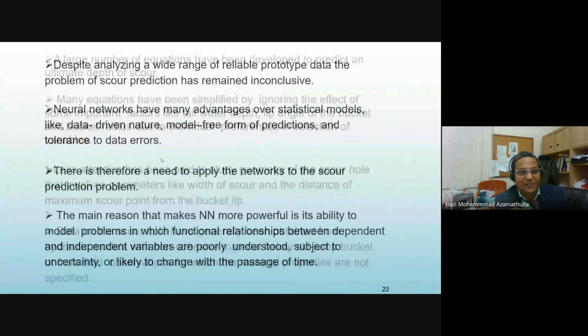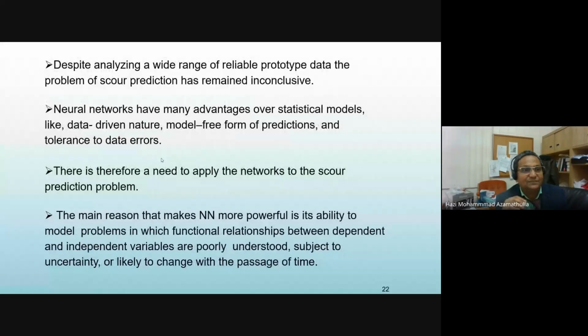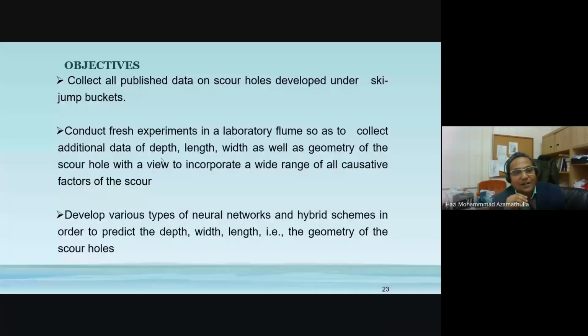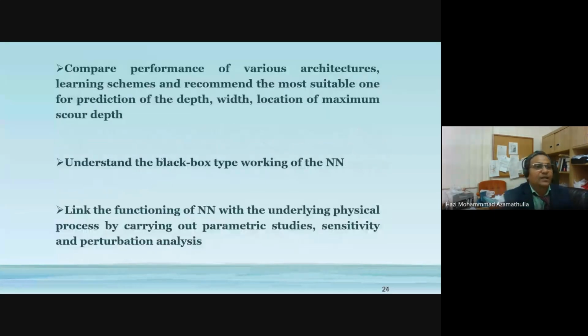How I changed sentiment analysis. Okay, next slide. But you tell me, are you believing model data or prototype data? The only difference is that the same grains and boulders you cannot use in the model due to limitations. Okay, so some objectives I collected. Okay, next please, width, length.